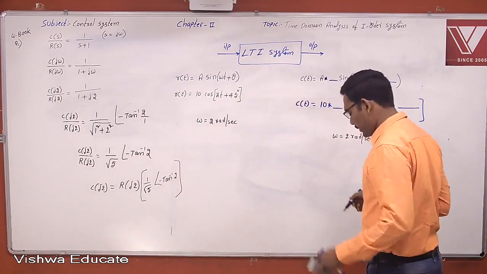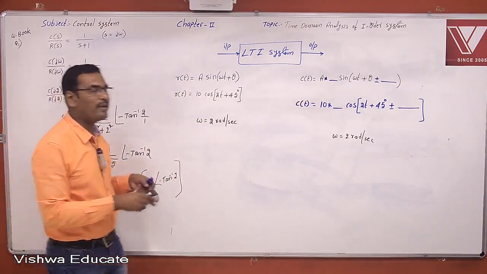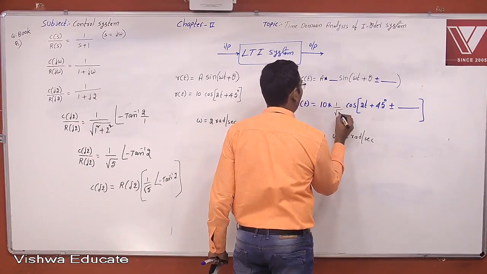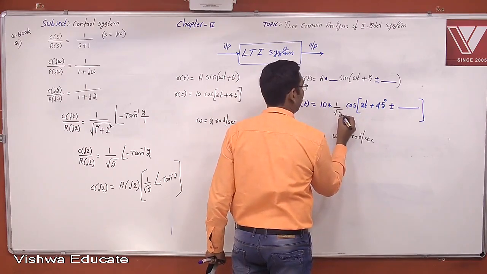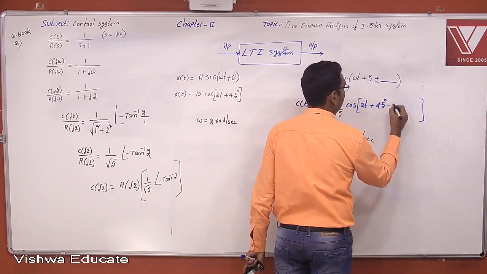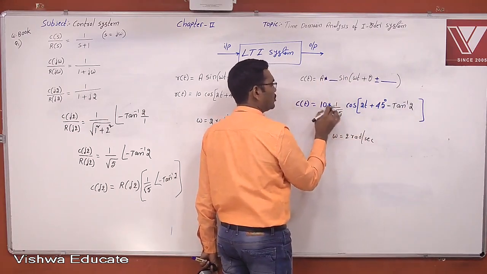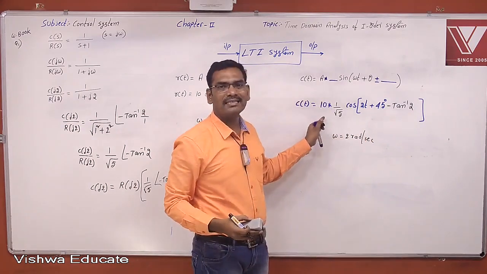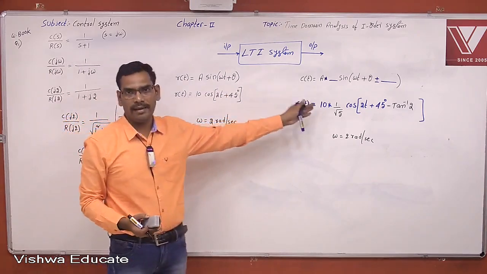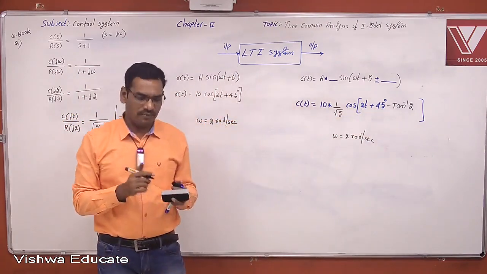Now an easy question. At 2 radians per second, at the output side, how much is the magnitude changing? The magnitude is changing by a factor of 1 by root 5, and the phase angle is 45 degrees plus or minus, now this is minus tan inverse 2. After simplifying this, 45 minus tan inverse 2, and this is 2 root 5, now is the magnitude. This is the sinusoidal response for the given sinusoidal input. There is a change in magnitude and there is a change in phase angle.